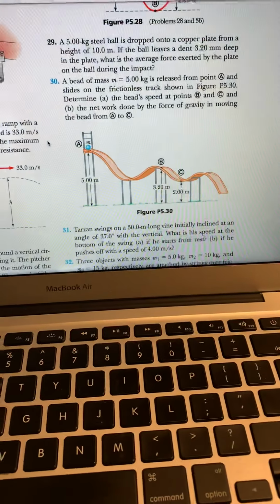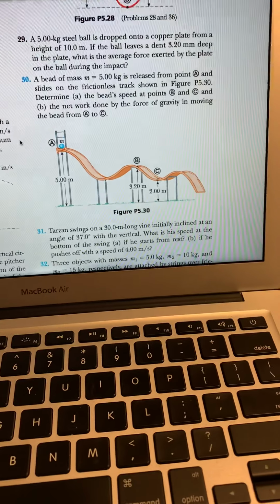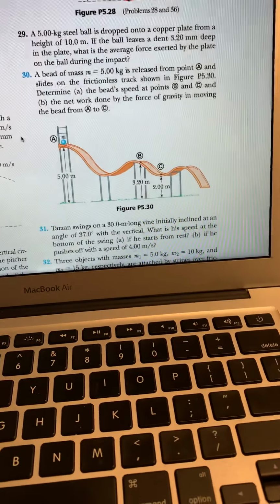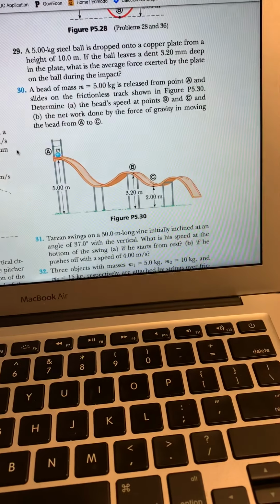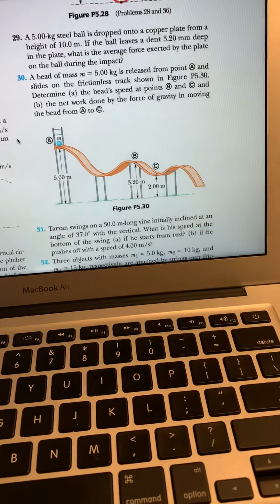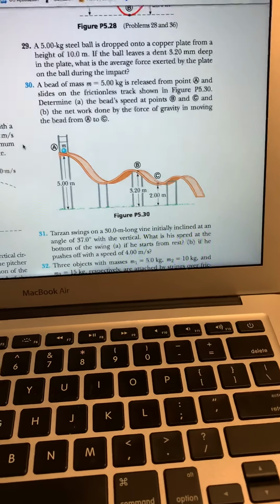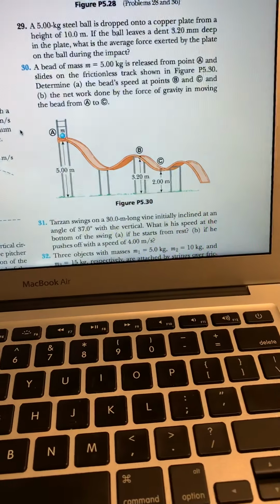I'm going to be solving number 30, and it reads: a bead of mass m equals 5 kilograms is released from point A and slides on the frictionless track shown in figure 5.3. Determine A, the bead's speed at points B and C, and B, the net work done by the force of gravity in moving the bead from A to C.